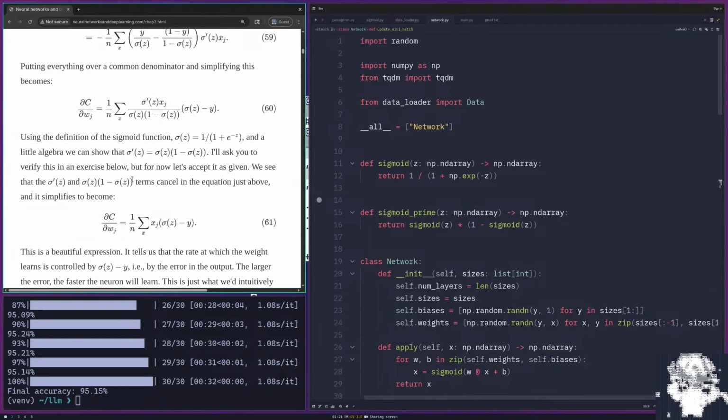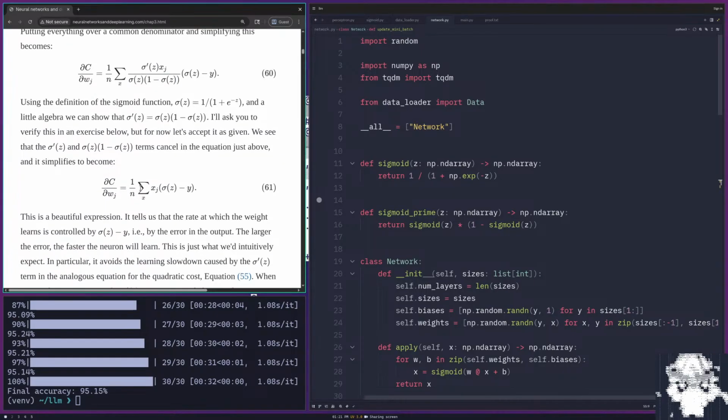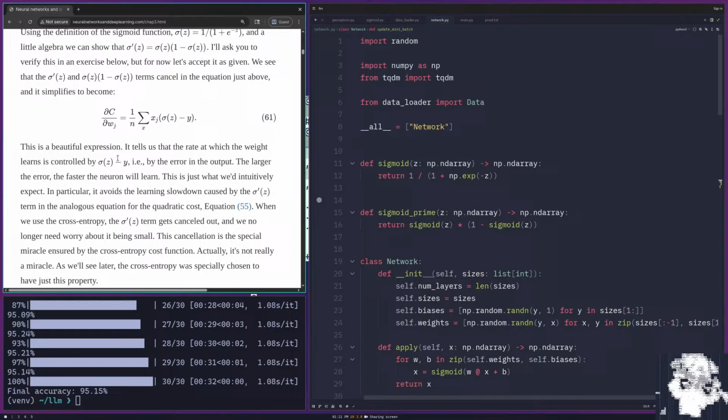But for now, let's accept it as given. We see that the sigmoid prime of z and the sigmoid of z times 1 minus sigmoid of z terms cancel in the equation just above, because this is the same as this. And it simplifies to become 1 over n times the sum over x of x_j times sigmoid of z minus y. This is a beautiful expression. It tells us that the rate at which the weight learns is controlled by sigmoid of z minus y, i.e. the error in the output.